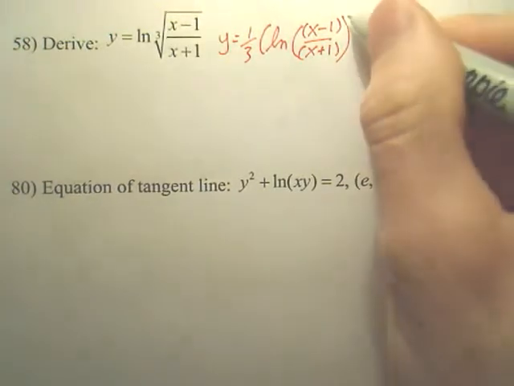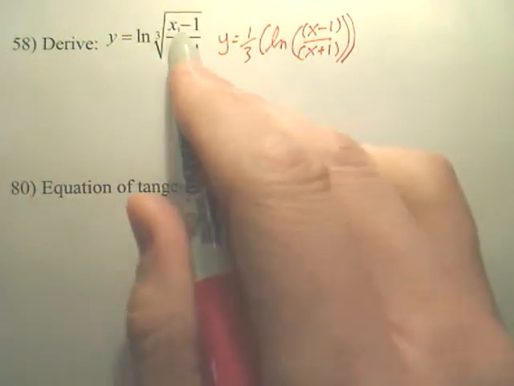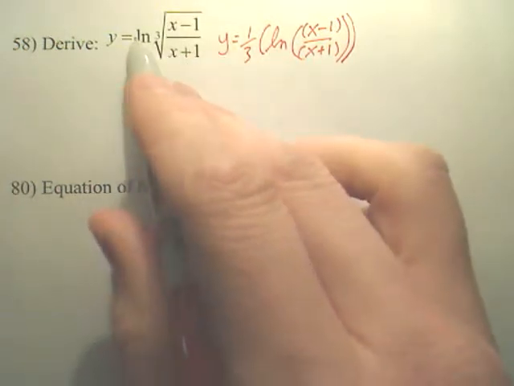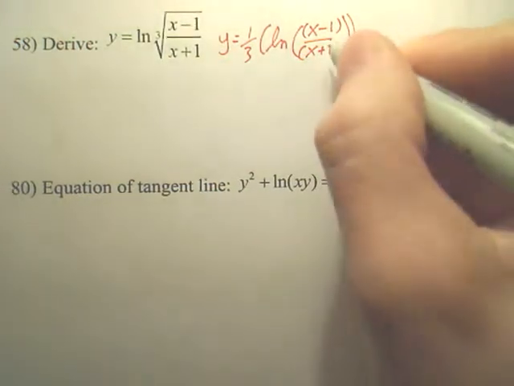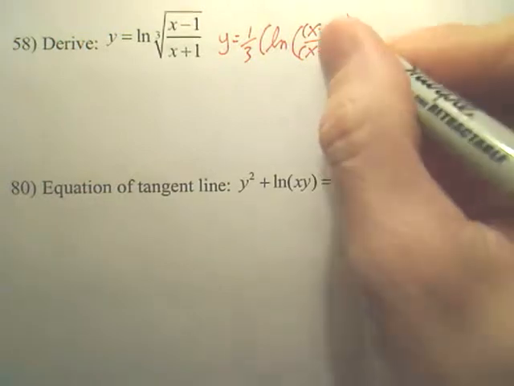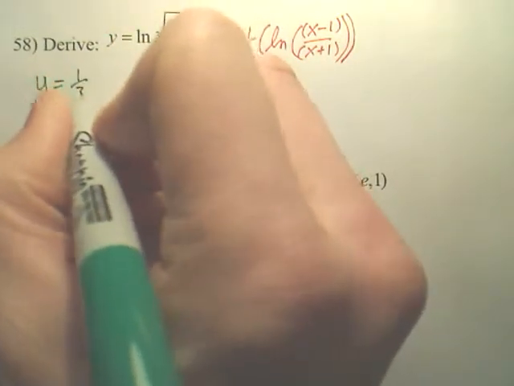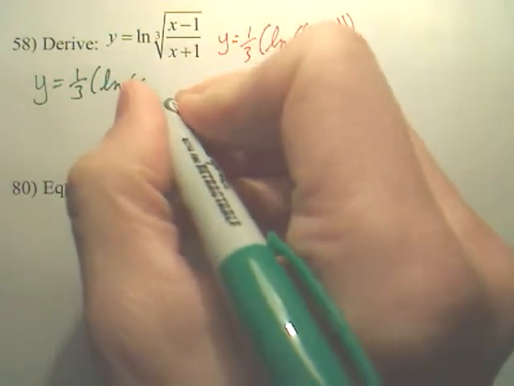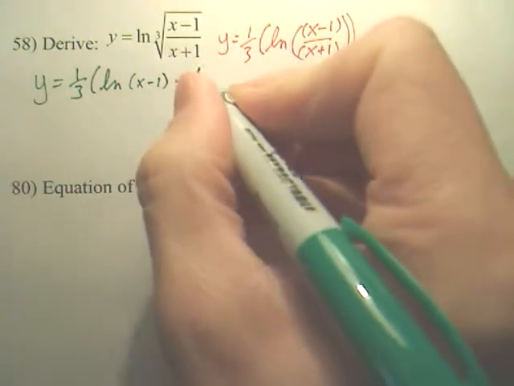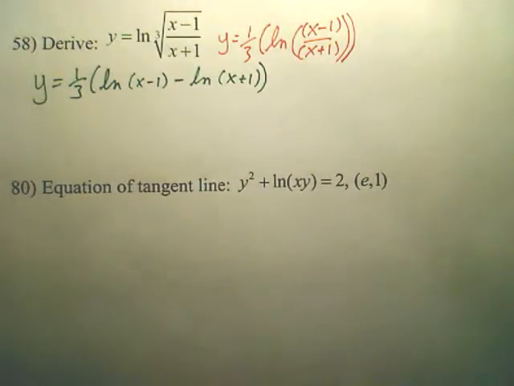Okay. Now, that's a lot of parentheses. I don't need all those parentheses. But this is a 1/3 power, and a 1/3 power can jump in front of a log. It's a property of logs. Then, another property of logs is division is minus. So we could rewrite this now as 1/3 out front, and we have natural log of x minus 1 minus natural log of x plus 1. That's how I would do it before I even start.